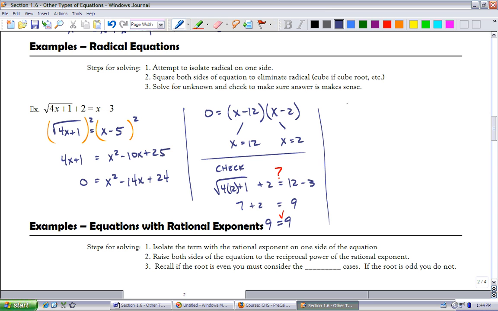Then if we're checking our other answer when x equals 2, if I do the square root of 4 times 2 plus 1 plus 2, does that equal 2 minus 3? You're going to see here that this equals 3 plus 2, and this equals negative 1. And so we get 5 equals negative 1, which does not make sense. So x cannot equal 2. So our final answer for this problem is just x equals 12, and that is our only solution.